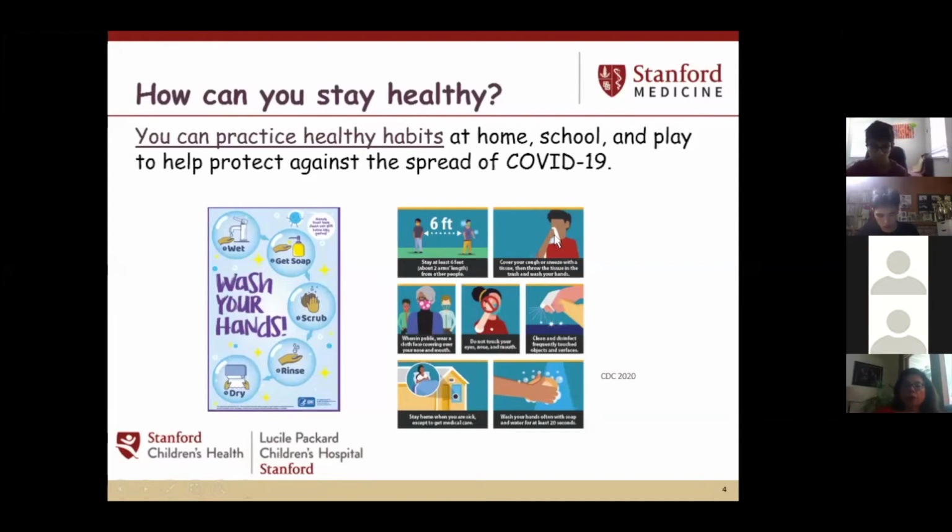If you cough or sneeze, you should try to cough or sneeze into a tissue or into your sleeve if you have one. And then make sure you throw away the tissue or wash your hands afterwards. And then wearing the mask is very important, as we talked about.